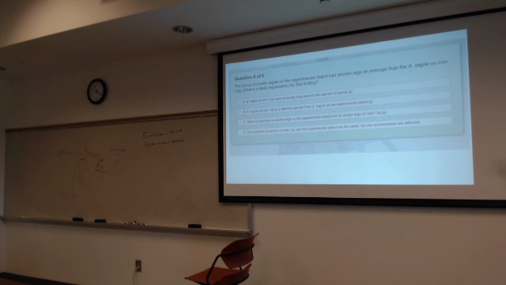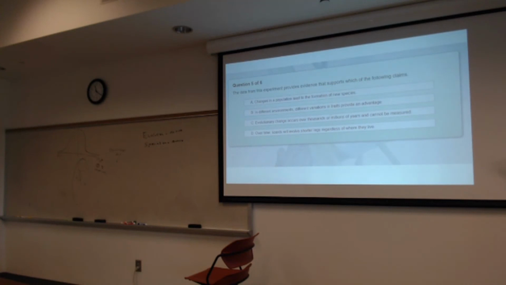Yeah, the answer would be C here, that there's a selection for shorter legs on the experimental island. Why? Because in that environment, they are better able to acquire mates and pass on the genes.